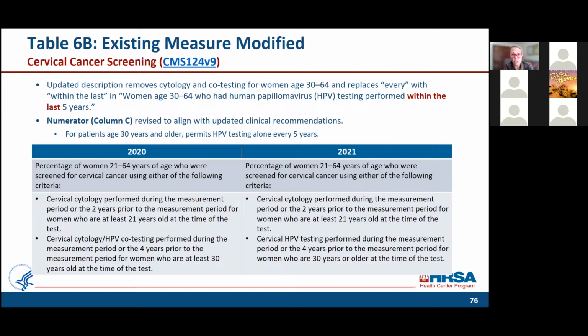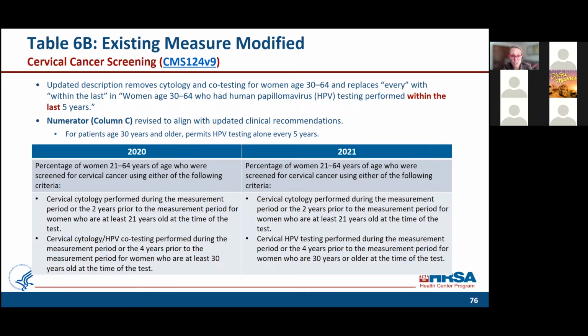The cervical cancer screening measure has been updated by the measure steward for version 9. The first change is the rephrasing in the description from women age 30 to 64 who had HPV testing performed every 5 years, to testing performed within the last 5 years. This is not a change to the actual logic, but it is intended to clarify that this is not looking at sequential 5-year periods, but rather just the last 5 years.